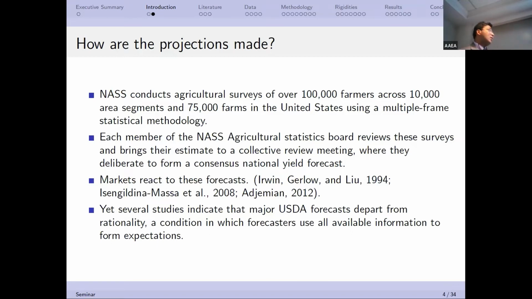Now, literature has shown that markets react to the information contained in these reports. How do we know that? Because implied volatility falls immediately after the publication of these reports. Implied volatility is a measure of uncertainty in the futures market. After publication, implied volatility decreases. That means these reports are able to provide some information which was not available to market participants. The majority of these studies also find that USDA forecasts depart from a condition of rationality in which forecasters are able to use all the information available.